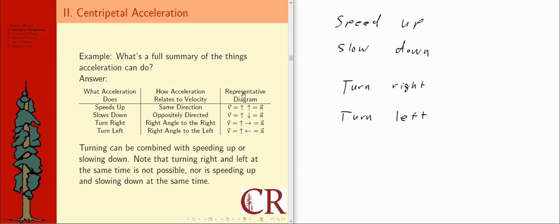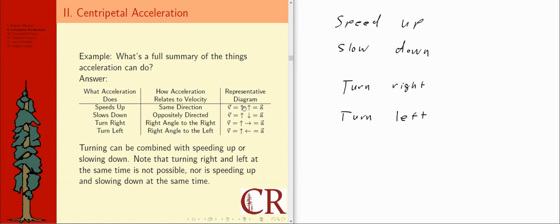I've kind of put this into a table form where it starts out with the first column there. It says what acceleration does, and it lists there the speeds up, slows down, turn right, turn left, which is basically the four things that I listed. But then it talks about how that is accomplished in terms of how acceleration relates to velocity. So for speeding up, it's going to be same direction. For slowing down, it's going to be opposite direction. For the turns, it's going to always be right angle, but whether it's to the right or the left is going to affect whether it's a right turn or a left turn, and that's kind of shown in a picture over here in the third column.